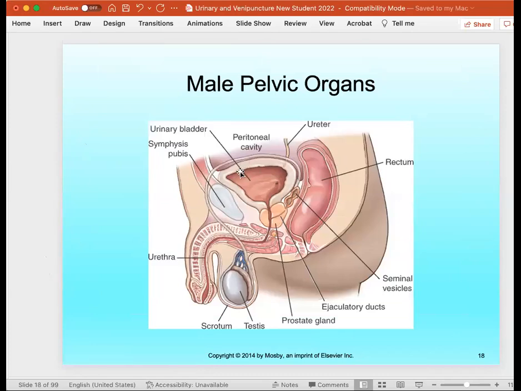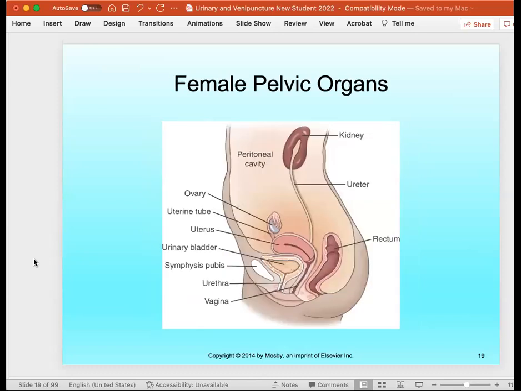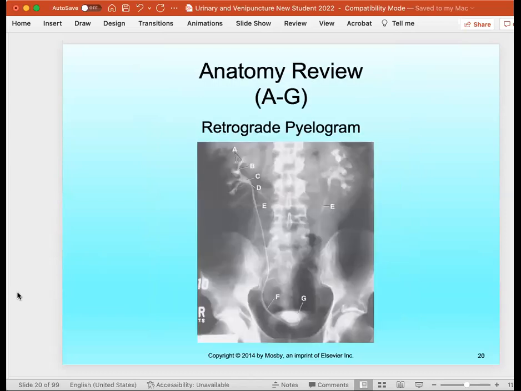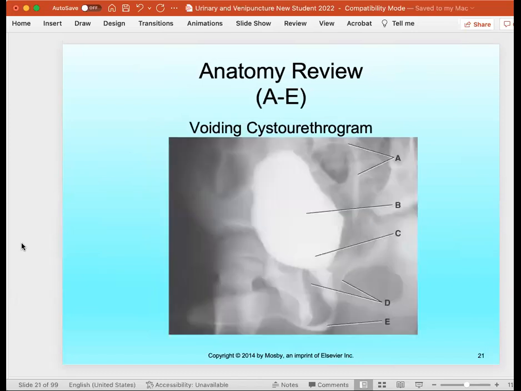Male pelvic organs in relation to the bladder. Again, bladder, then we have the prostate gland, and the urethra goes through the prostate gland. Female pelvic organs in relation to the bladder: the bladder is inferior to the uterus. Here we have the anatomy of the kidney and the ducts and things like that. This is the anatomy of the bladder and the urethra, a male urethra.